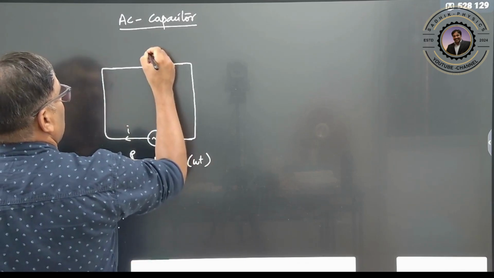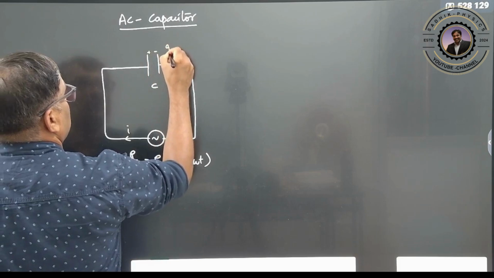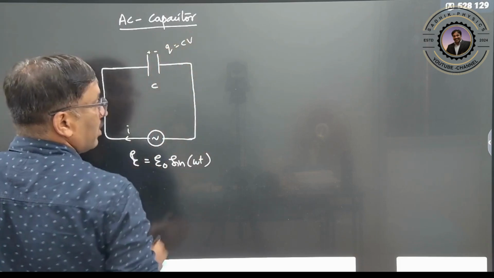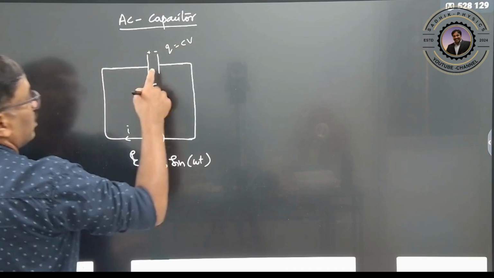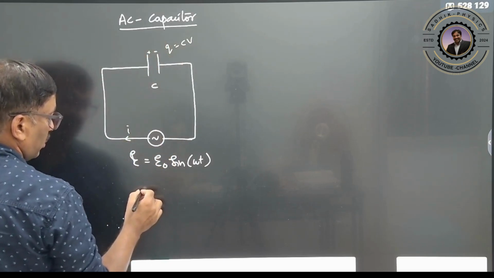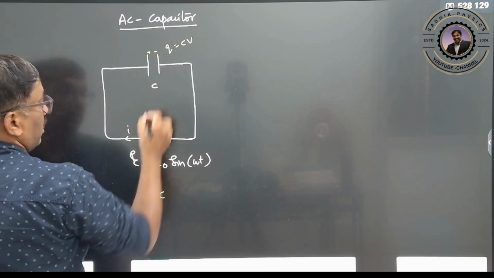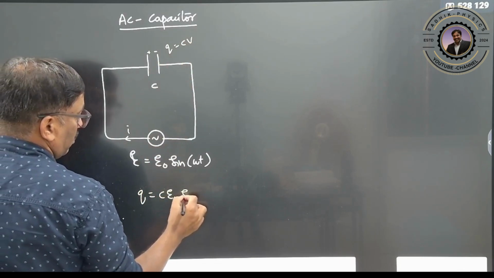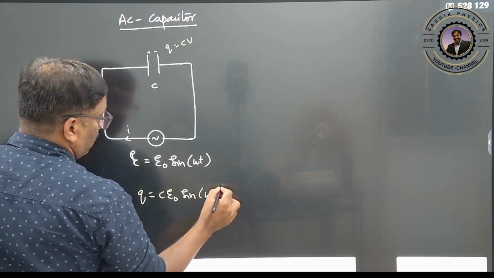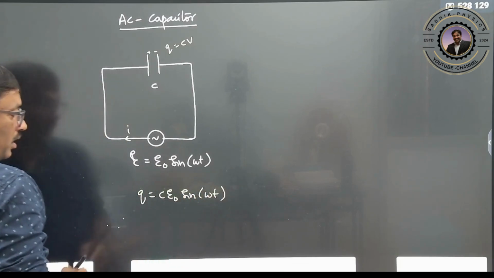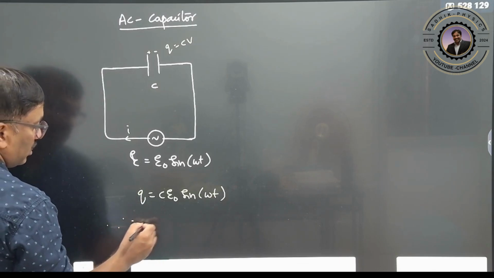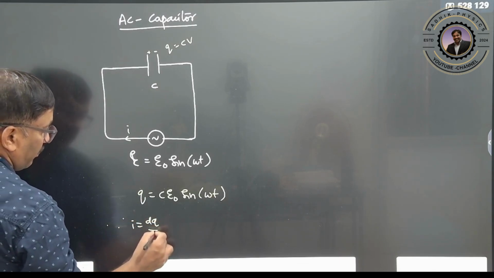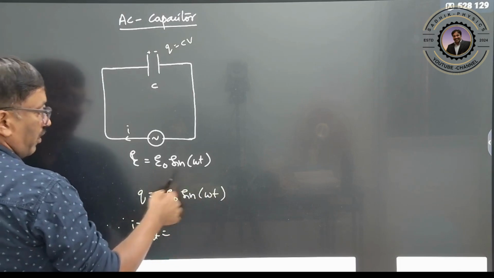So what will be the charge here now? The charge will be Q is equal to CV. Charge is continuously changing. So Q is equal to C times the voltage across this, which is nothing but E naught into sine of omega t. This is the charge flown, right? So you can write down the current now. I is equal to dq by dt, right? Therefore you can differentiate it now.